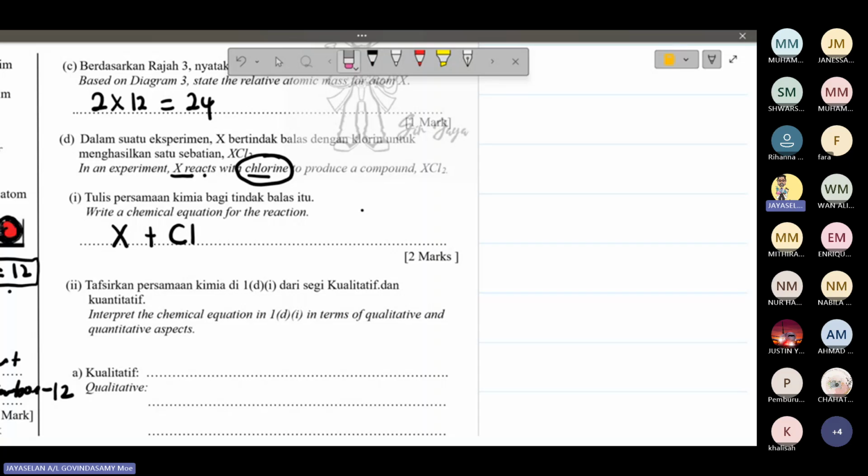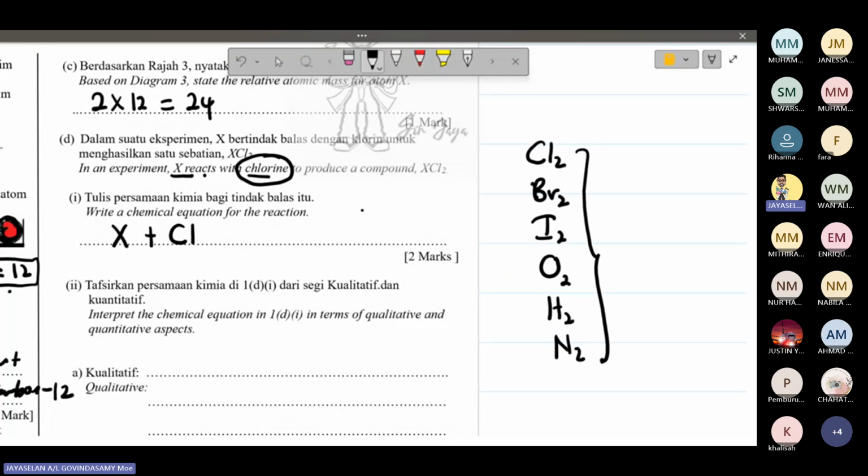In the equation, please remember, chlorine must be written Cl2, bromine Br2, iodine I2, oxygen O2, hydrogen H2, nitrogen N2. These in this world exist as pairs, 2, 2, 2, 2. When it says chlorine, you must put it like this. Any question? Chlorine reacts, it says produce. Produce means directly put an arrow. Produce this compound, XCl2. Done. You already score 1 mark.